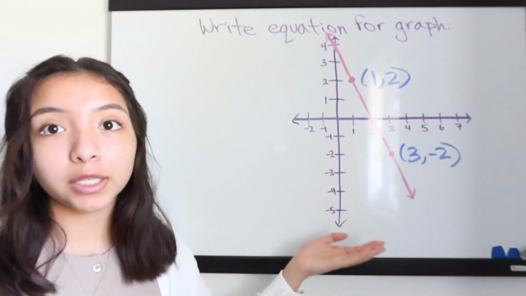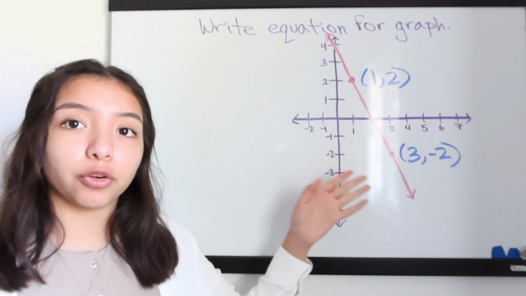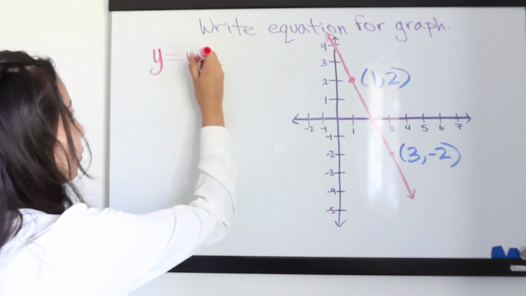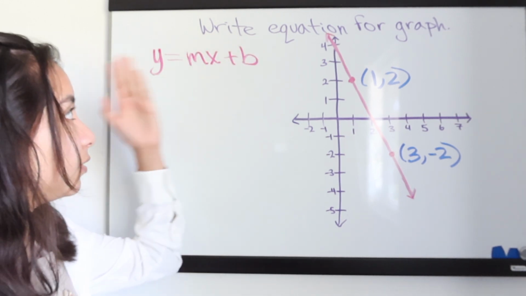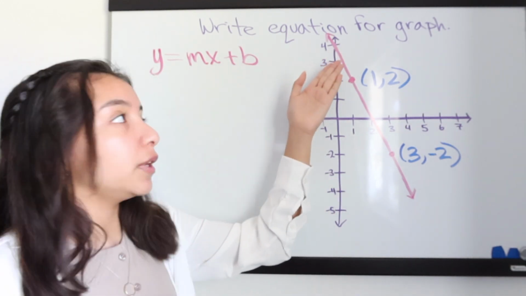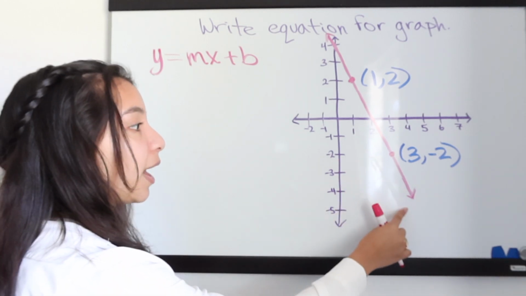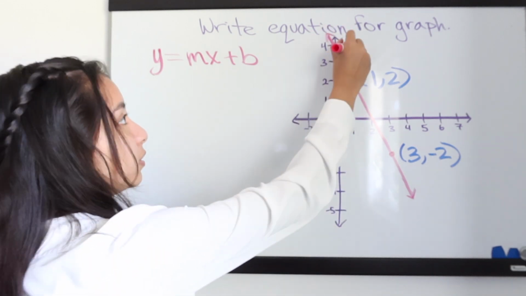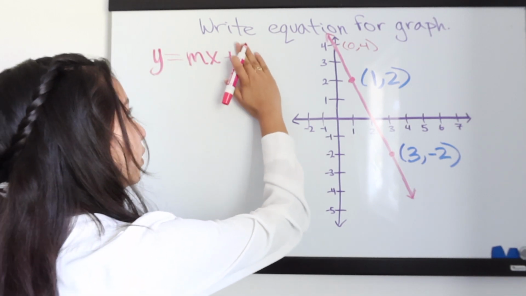Next problem. For our next problem, we have to write the equation for the graph. Since this is a linear graph, we have to write it in linear form. y equals mx plus b, slope-intercept form. Let's find our y-intercept. This time we aren't directly given our y-intercept, but we could just figure it out. Where does the graph cross the y-axis? It crosses the y-axis at (0, 4). So our y-intercept is 4.